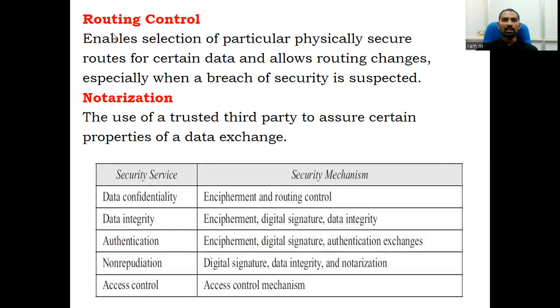Routing control. This routing control enables selection of particular physically secure routes for certain data and allows routing changes, especially when a breach of security is suspected. So instead of considering this in the aspect of computer networks, we can consider this in a normal traffic case. For example, consider I want to reach from A to B. A is my source, B is the destination. There are some 4 possible routes.